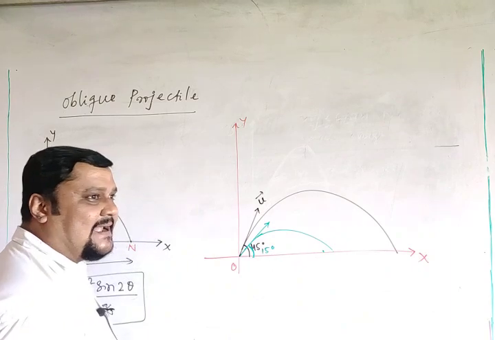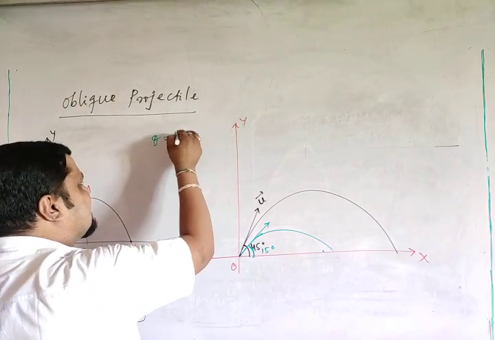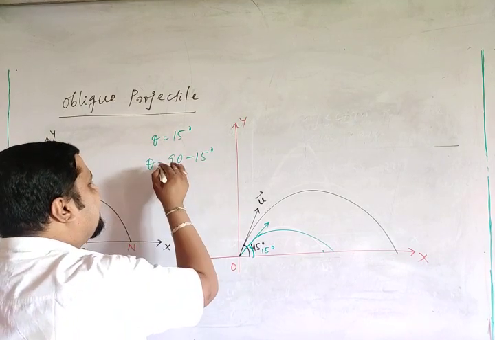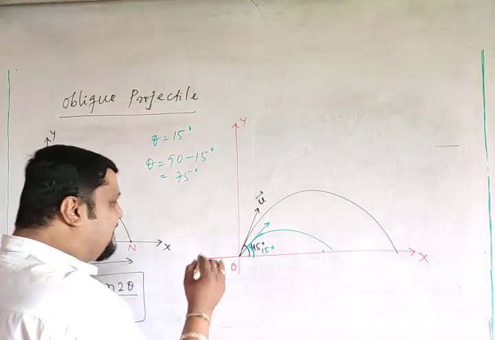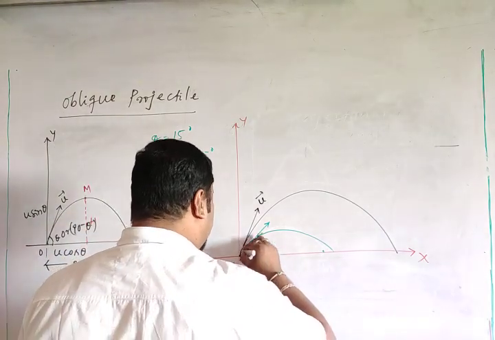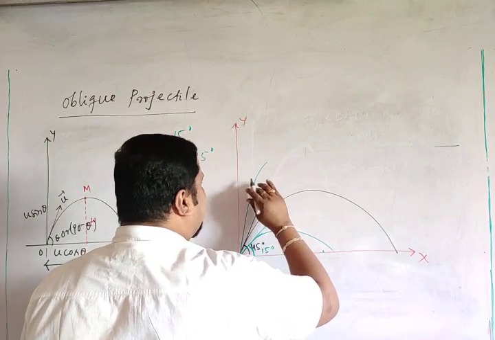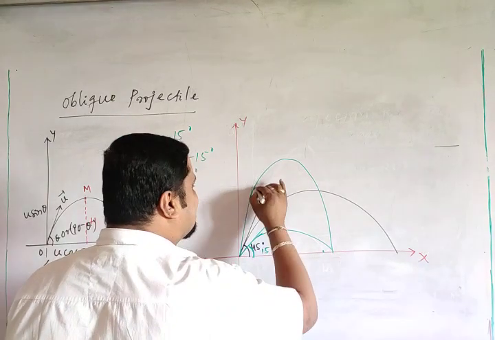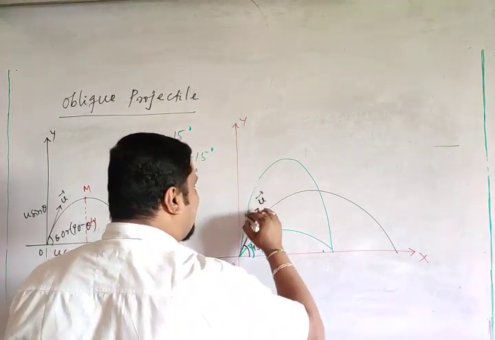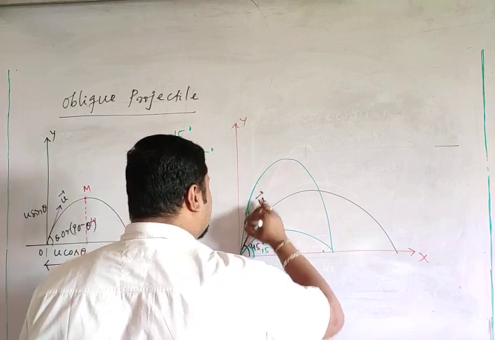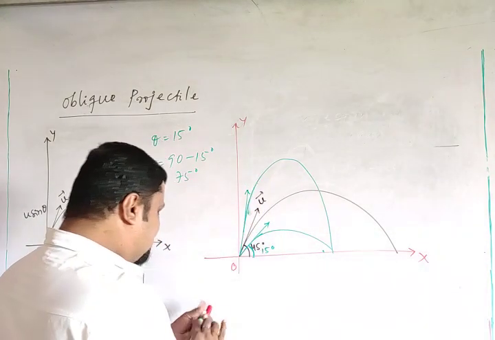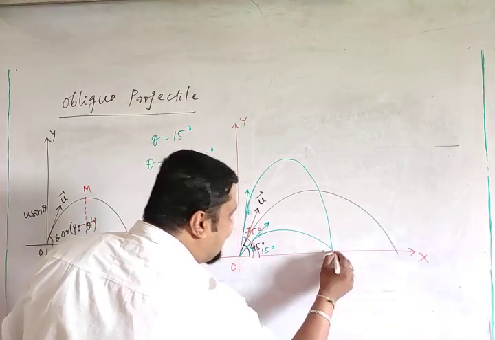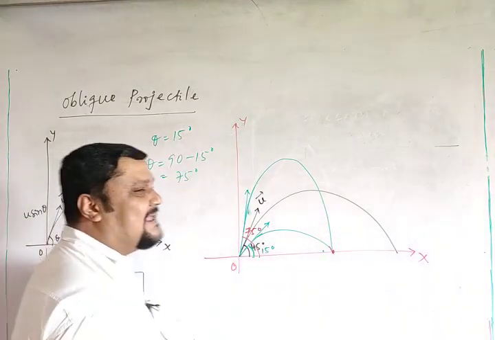Another projectile is projected at an angle theta of 15 degrees in the first case. The other one is 90 minus 15 degrees, which is equal to 75 degrees. If someone throws a projectile at an angle of 75 degrees, so this is your 75 degrees, what will the range be? The range will be like this. Same range. That is the point I want to explain. This total angle is 75 degrees, but the range is the same.